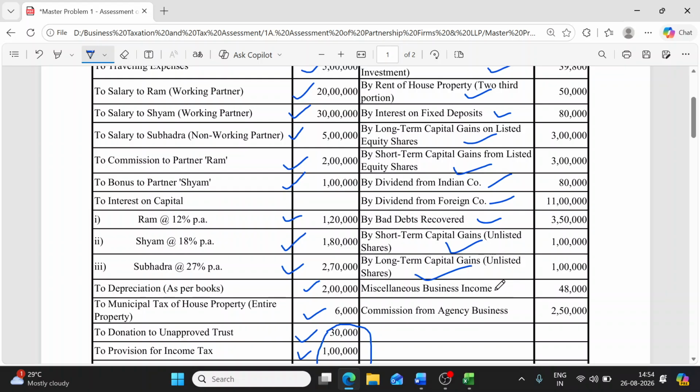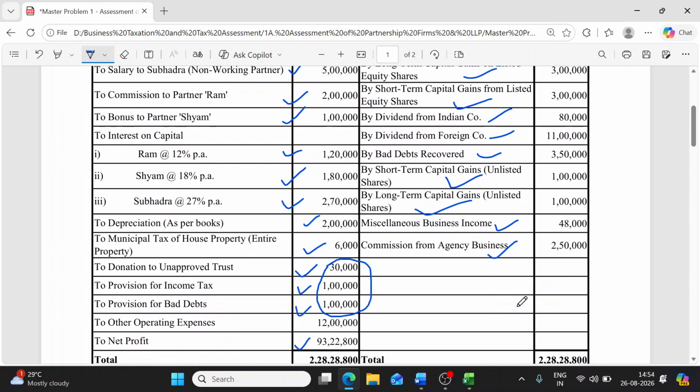Now there are two more items: miscellaneous business income and commission from agency business. These two are business incomes, and as of now, right now we are deducting non-business incomes recorded on the credit side of profit loss account.